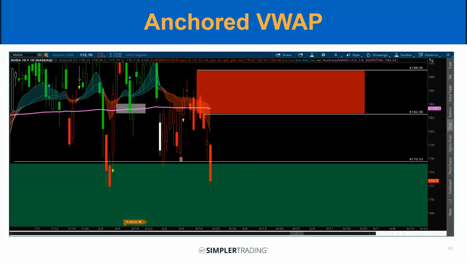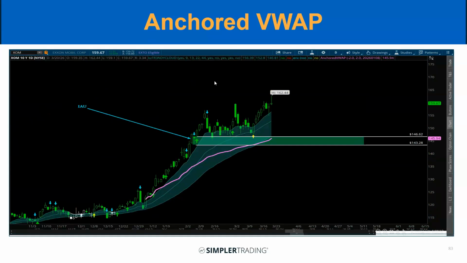Again, these are just tools. If you like to use them, I would encourage you to use them to give you a little bit more confidence in the zones. The more things line up, the better things can happen for you. Same thing here.